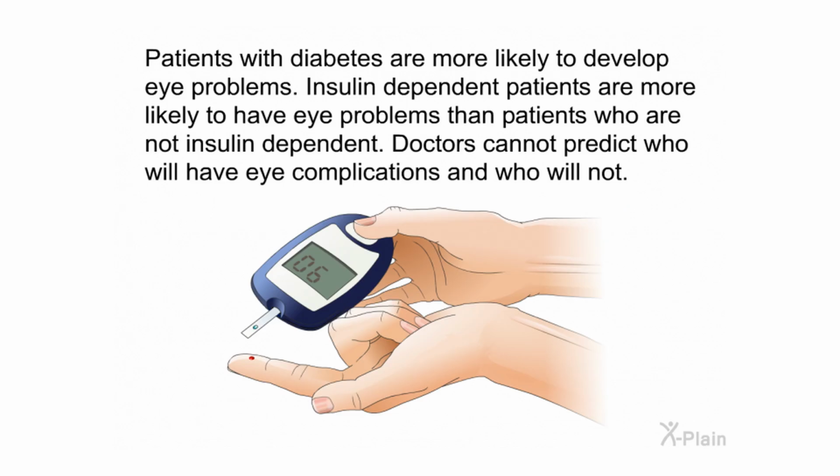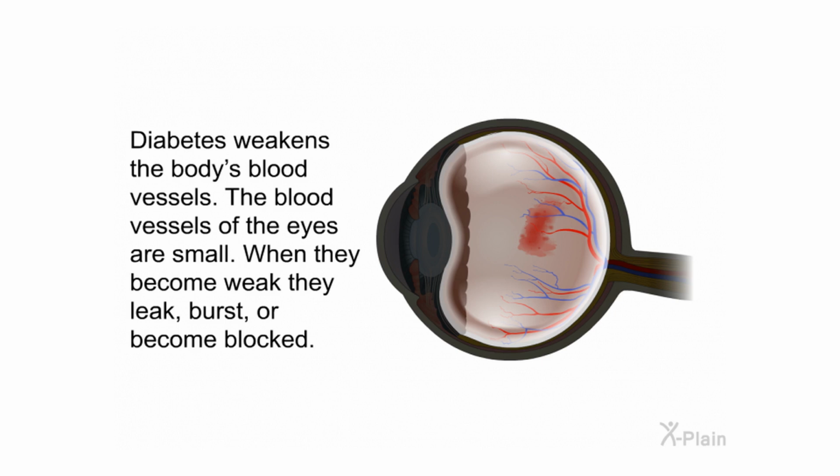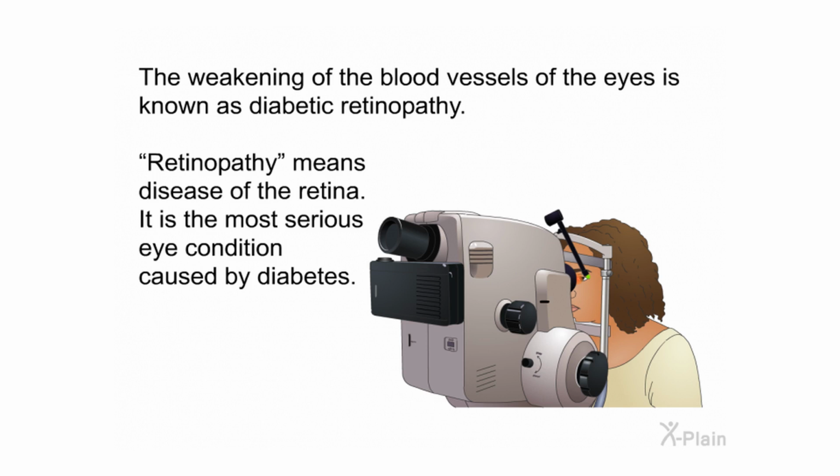Diabetic retinopathy. Patients with diabetes are more likely to develop eye problems. Insulin-dependent patients are more likely to have eye problems than patients who are not insulin-dependent. Doctors cannot predict who will have eye complications and who will not. Diabetes weakens the body's blood vessels. The blood vessels of the eyes are small. When they become weak, they leak, burst, or become blocked. The weakening of the blood vessels of the eyes is known as diabetic retinopathy. Retinopathy means disease of the retina. It is the most serious eye condition caused by diabetes.